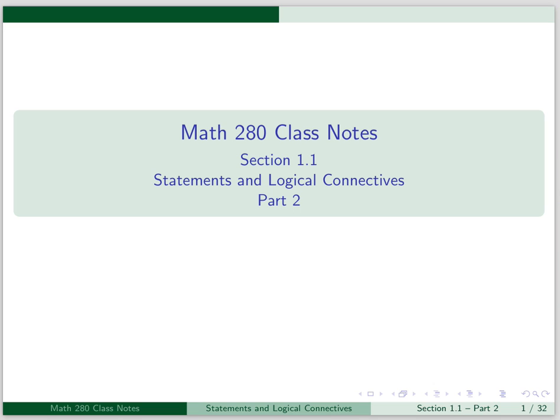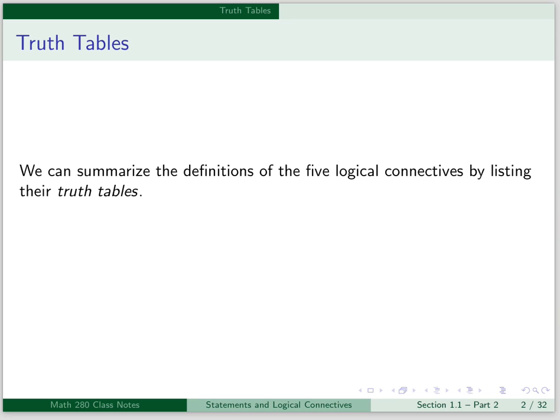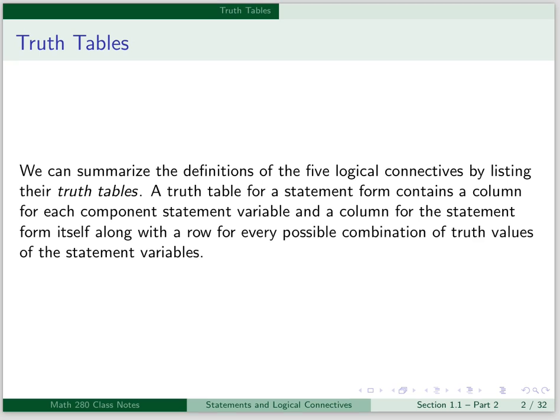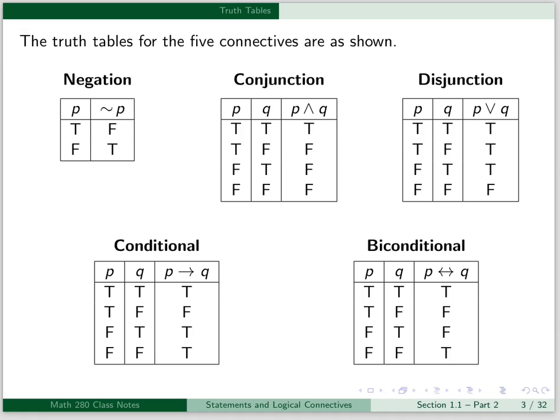This video covers Part 2 of Section 1.1, Statements and Logical Connectives. We can summarize the definitions of the 5 logical connectives by listing their truth tables. A truth table for a statement form contains a column for each component statement variable and a column for the statement form itself, along with a row for every possible combination of truth values of the statement variables. The truth tables for the 5 logical connectives are as shown.